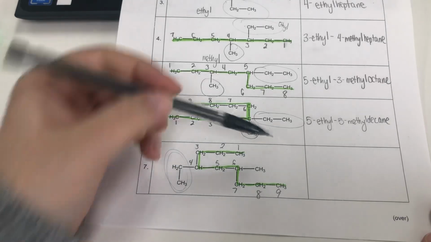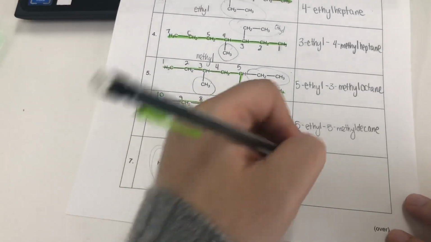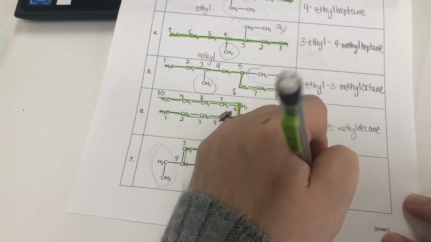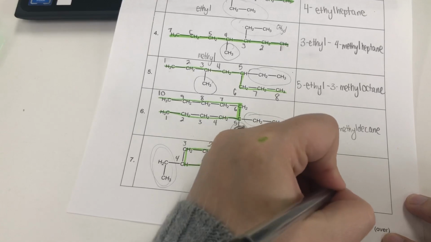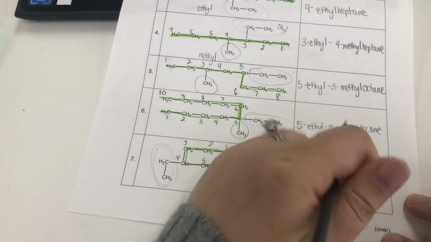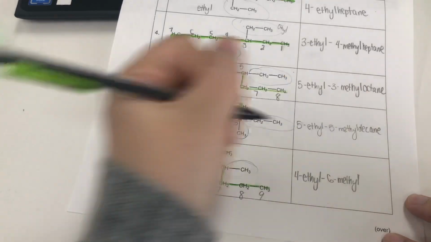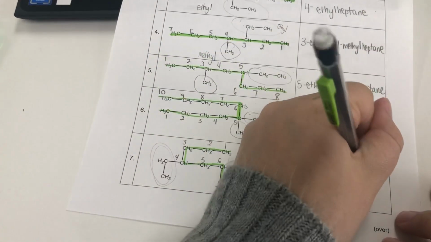I got an ethyl group and a methyl group. So I'm going to get 4-ethyl-6-methyl. The 9 prefix is non-ane. 4-ethyl-6-methylnonane would be the last one on there. So go back, re-watch if you need to. Practice on your own. This is how you name alkanes.